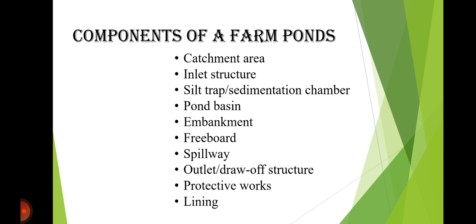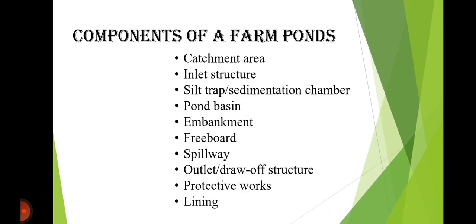Next is the embankment or bund of the farm pond. The embankment, also called the bund, is the earthen structure constructed around or across the pond to retain water. Its functions are to increase storage capacity and prevent escape of stored water. The requirements are adequate height and width and proper compaction to ensure stability. So this is the third component of a farm pond.